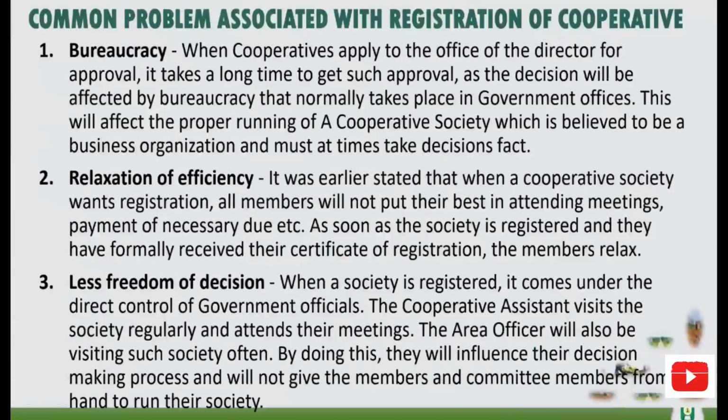Now, what are the common problems associated with registration of cooperatives? One is bureaucracy. When a cooperative applies to the office of the director for approval, it takes a long time to get such approval, as the decision will be affected by the bureaucracy that normally takes place in government offices. This will affect the proper running of a cooperative society, which is believed to be a business organization and must at times take decisions fast.